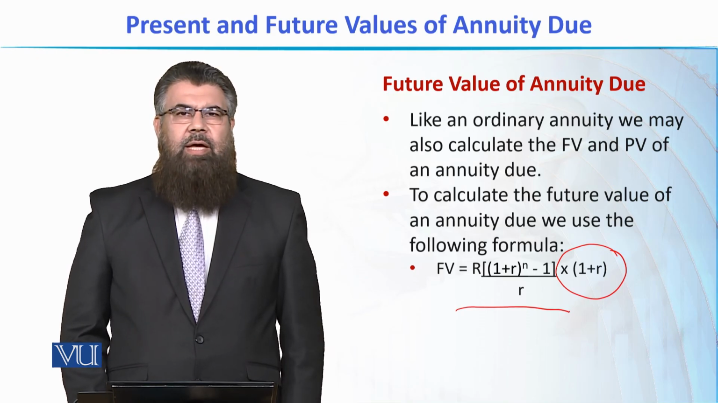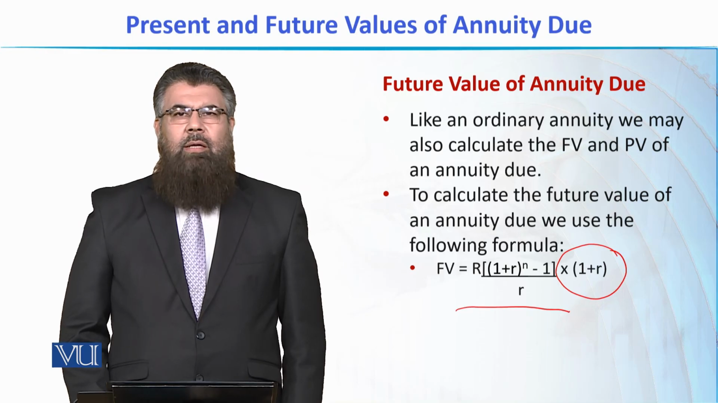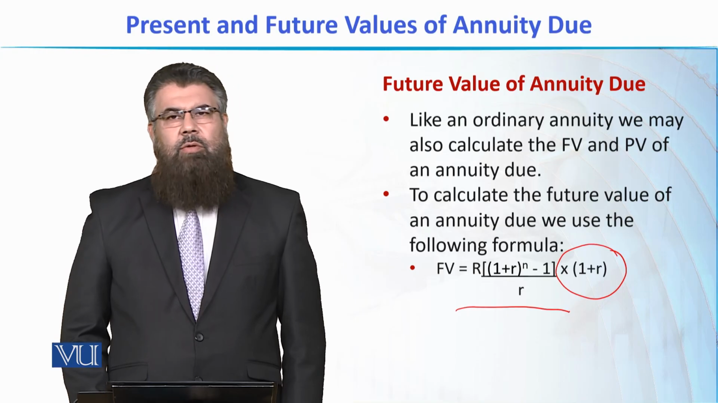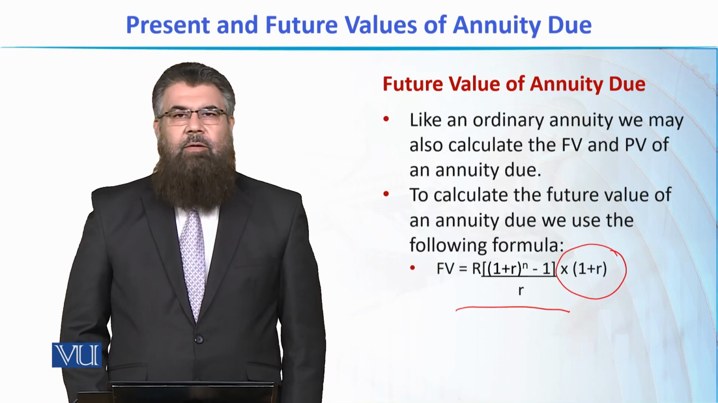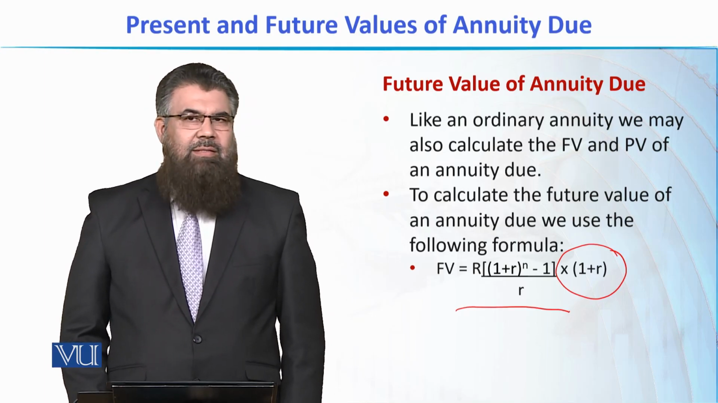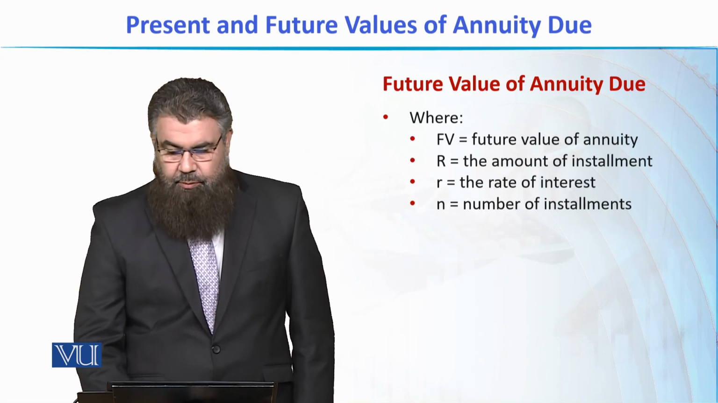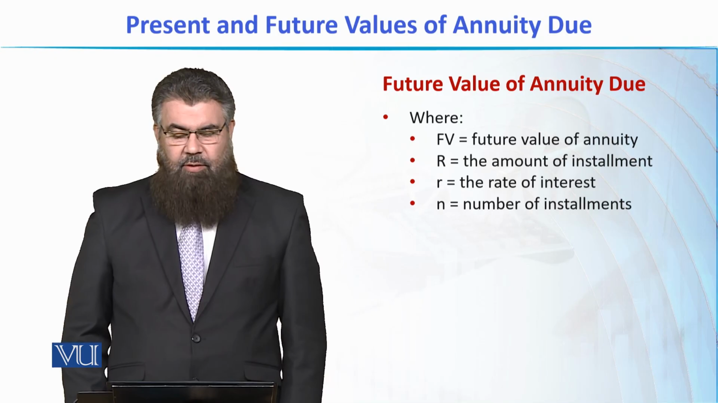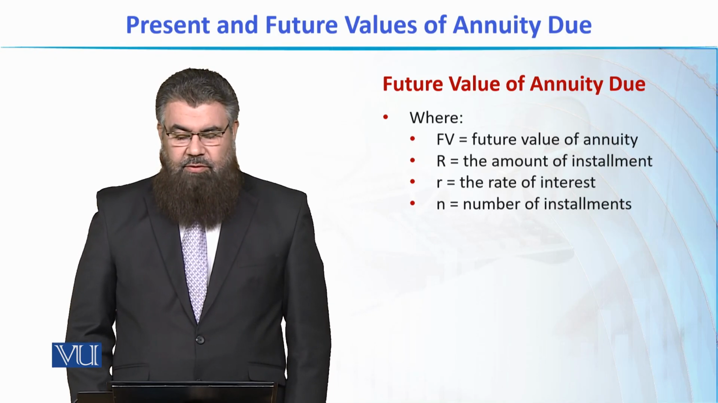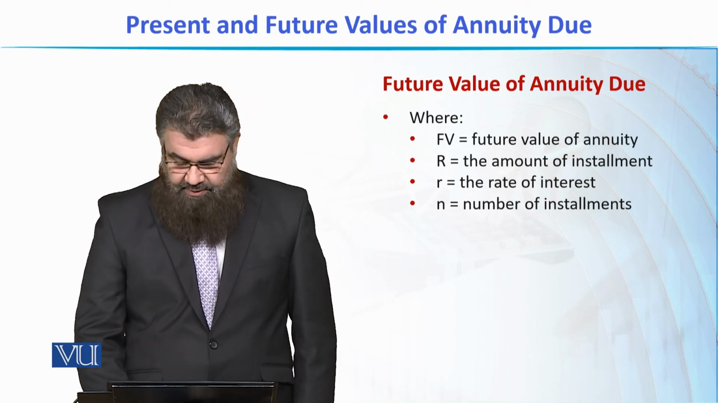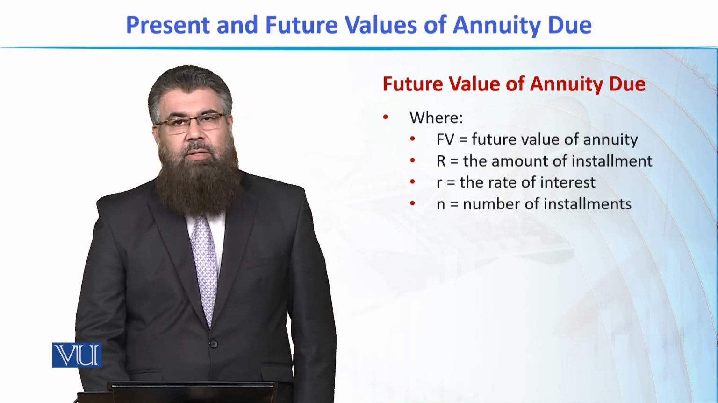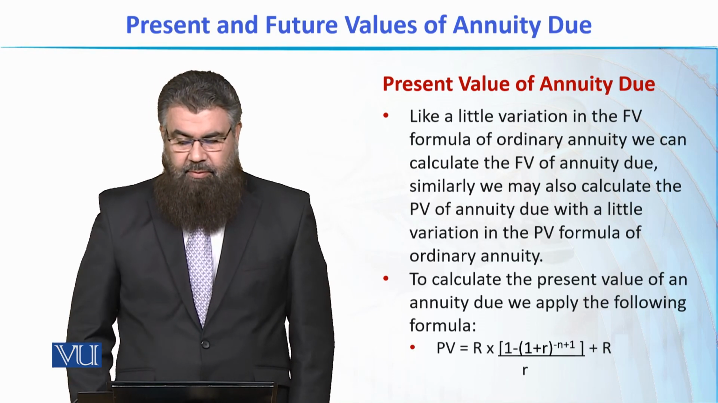In other words, we get 1 year or 1 period's more interest on every installment. To incorporate that factor, we multiply the whole formula with 1 plus r, and this is the logic why we have this formula for annuity due. And again, in this formula, FV stands for the future value of annuity due, R is the amount of installments, small r is the rate of interest, and n again is the number of installments.